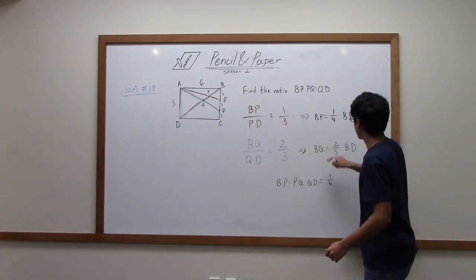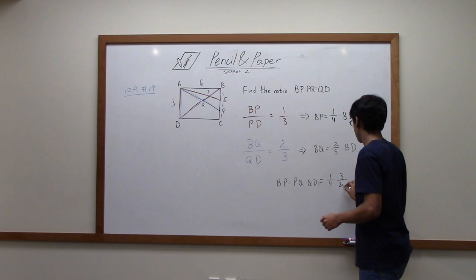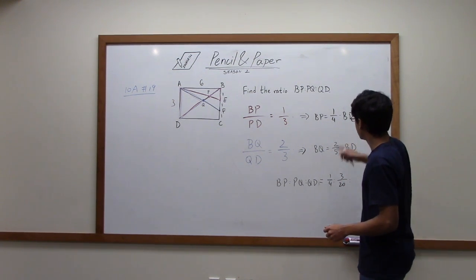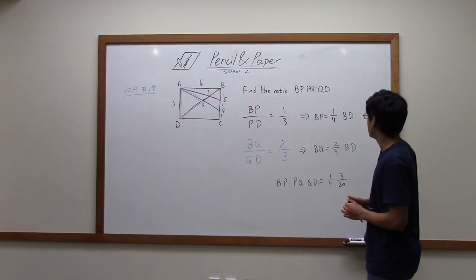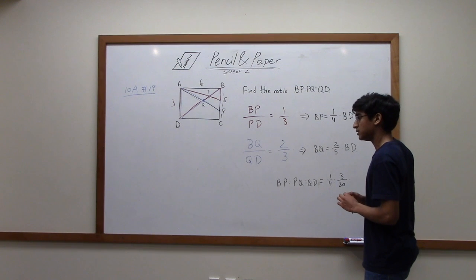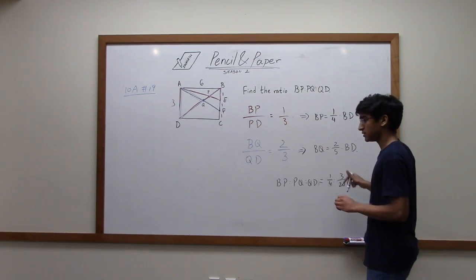What is that? That's 3 over 20. And then QD is just whatever's left. So if you add these two, you get 13 over 20. Oh no, it's 1 minus BQ. It's BD minus BQ. So it's 1 minus 2 over 5. Oh, sorry, you're right. So it's just 3/5.